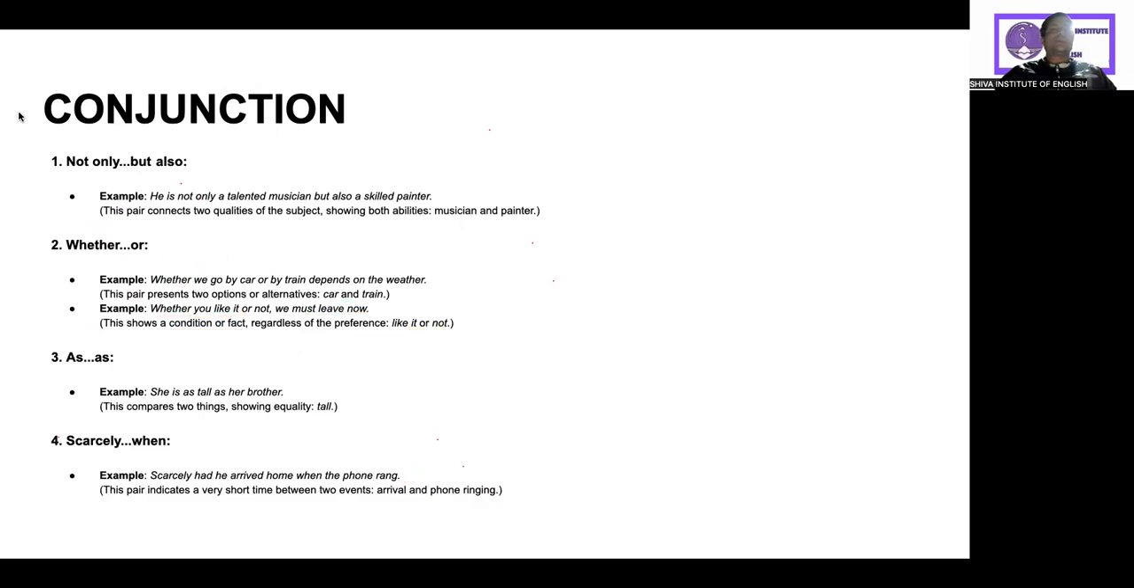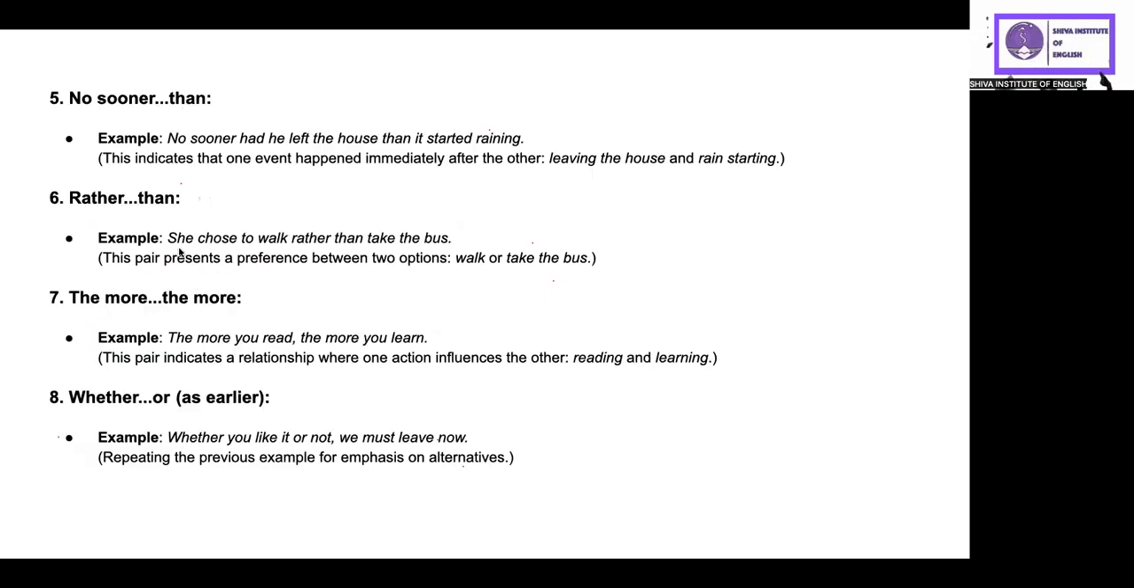Okay, what is the next one? The next one is no sooner than, right? Again, you would find a pair conjunction. No sooner had he left the house than it started raining. Sometimes you get the question, no sooner had he left the house when it started raining. So when is generally used with scarcely or hardly, and sooner, rather, farther, further are used with than, right?